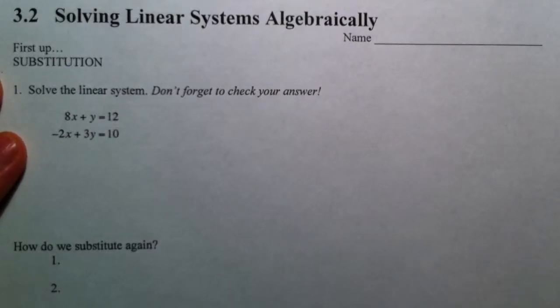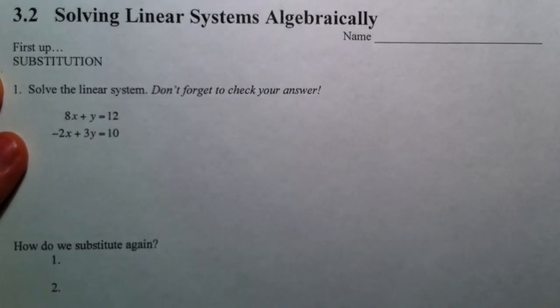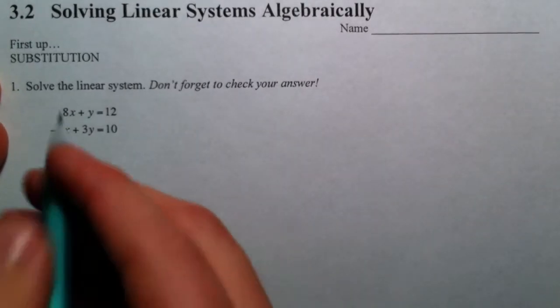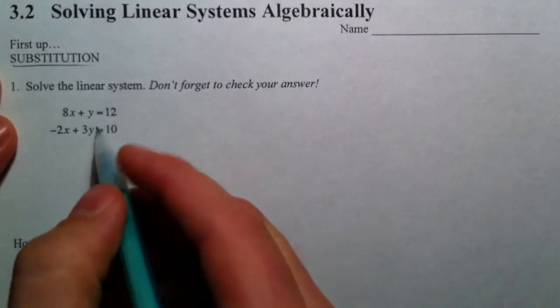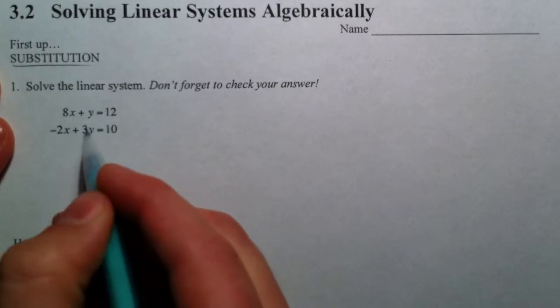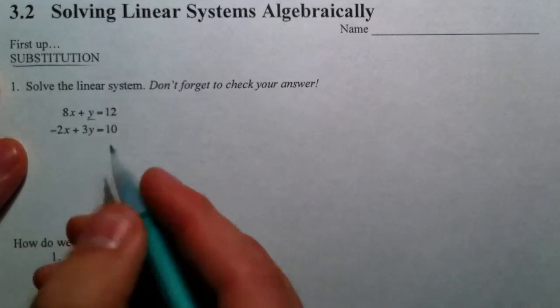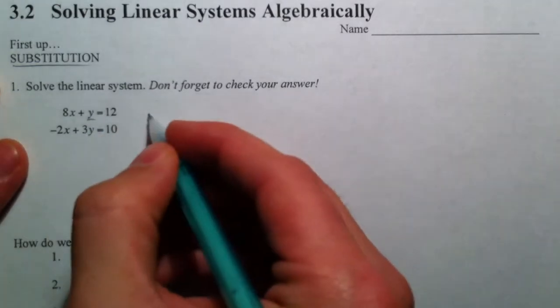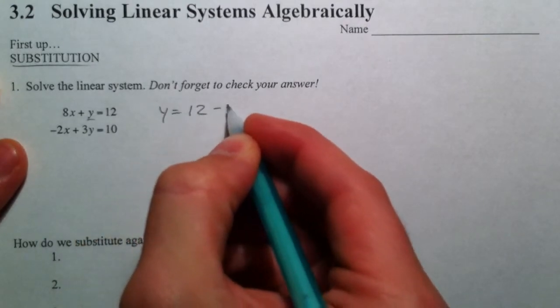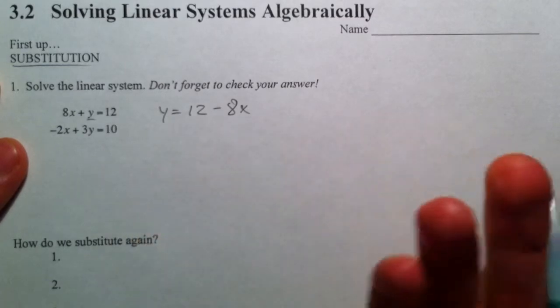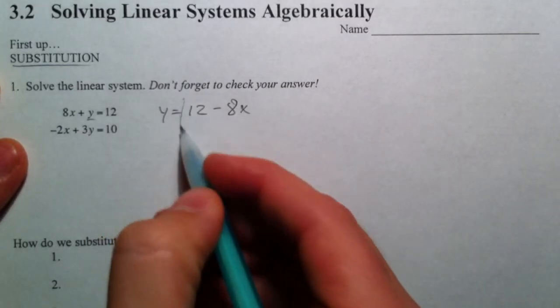Okay, so we talked about graphically. Let's talk algebraically, which is going to be a little more precise. We're going to talk about substitution first, which is when we solve for one of the variables and plug it in for the other one. The easiest variable to solve for in this one is y, because it's all by itself. If we subtract the 8x to the other side, you get y equals 12 minus 8x, or negative 8x plus 12, whichever way you want to write it.